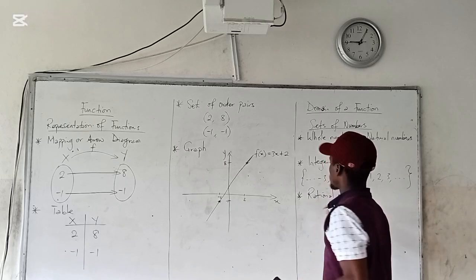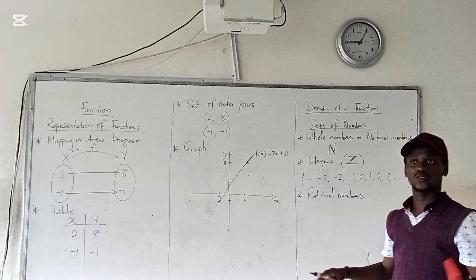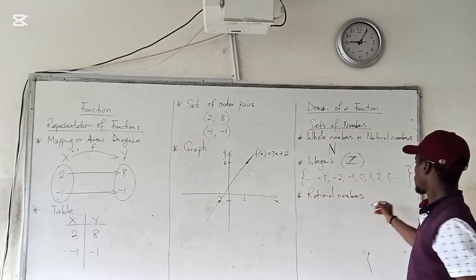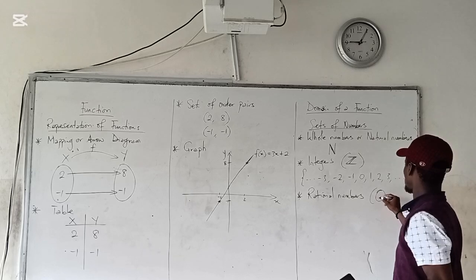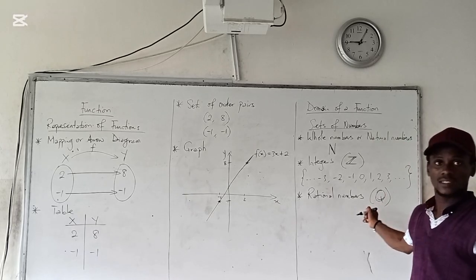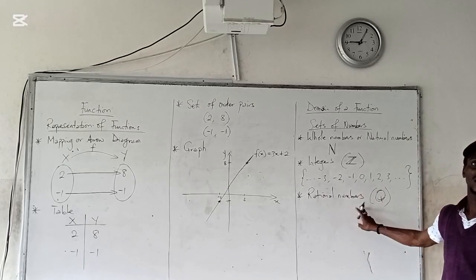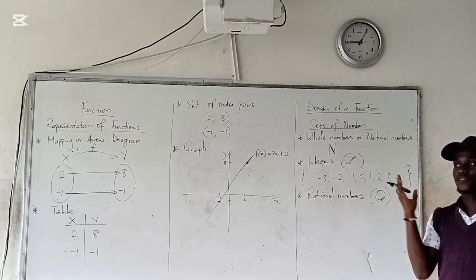Rational numbers. These are numbers that can be expressed as a fraction. So any number that can be expressed as a fraction is a rational number. The symbol for rational numbers is Q. So think of any fraction at all.